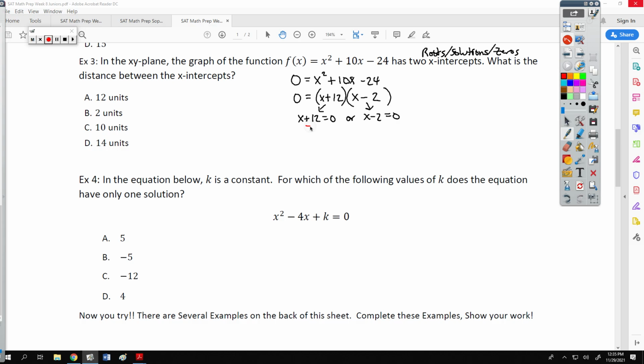In each case, we're looking at a one-step equation, so we would solve those equations by adding 2 to each side in the second case and by subtracting 12 in the first case. Gives us our two answers of negative 12 and positive 2. It says, what is the distance between those x-intercepts? Well, those x-intercepts lie on the x-axis. Negative 12 is way over here.